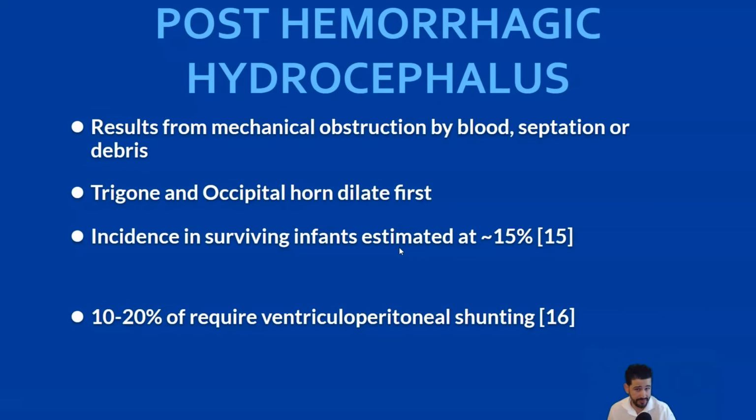Another cause of hydrocephalus is post-hemorrhagic hydrocephalus, and it results from mechanical obstruction by blood within the lower parts of the ventricular system. The trigone and the occipital horn are the first to dilate. The incidence in surviving infants, that's infants that have had IVH, is estimated to be around 15%. So around 15% of babies who develop intraventricular hemorrhage go on to develop post-hemorrhagic hydrocephalus, and 10 to 20% of those patients require a ventriculoperitoneal shunt or a reservoir to reduce that fluid.